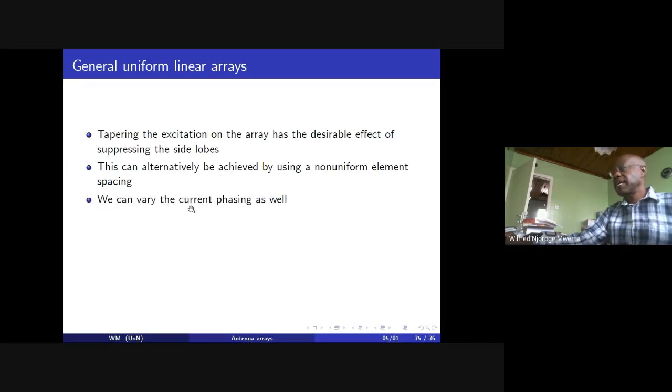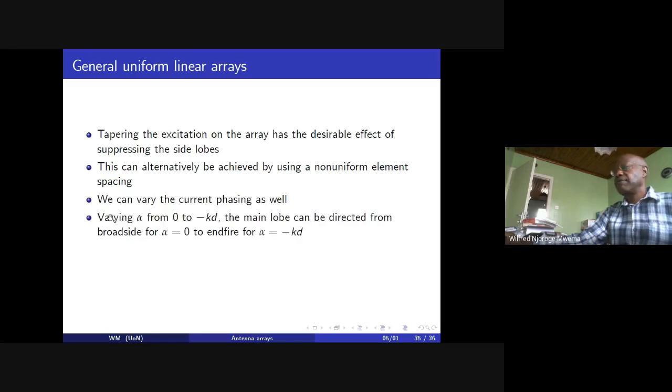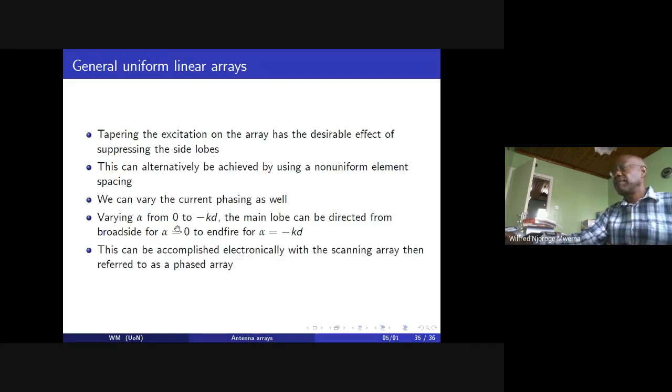So we can vary the current phasing as well, and by varying alpha from 0 to minus kd, the main lobe can be directed from broadside for alpha equal to 0 to an end-fire beam for alpha equal to minus kd. Now remember, we can electronically accomplish the phase shifting of the current when scanning the array, and therefore the array becomes what we call a phased array.